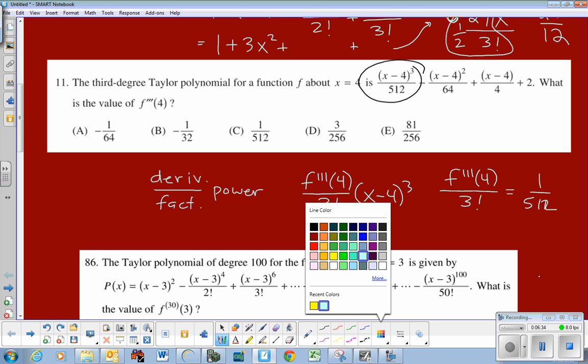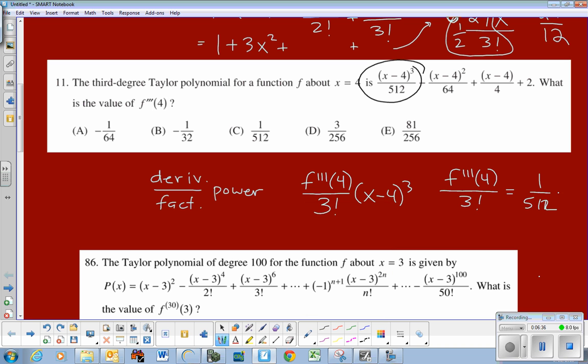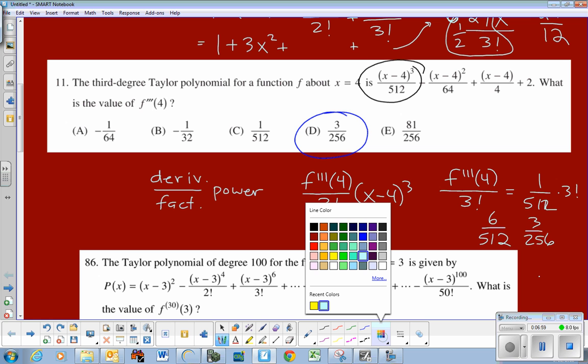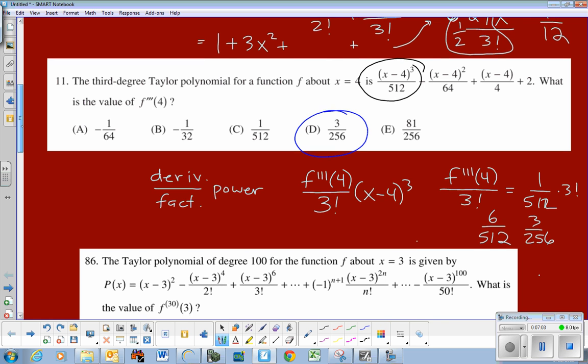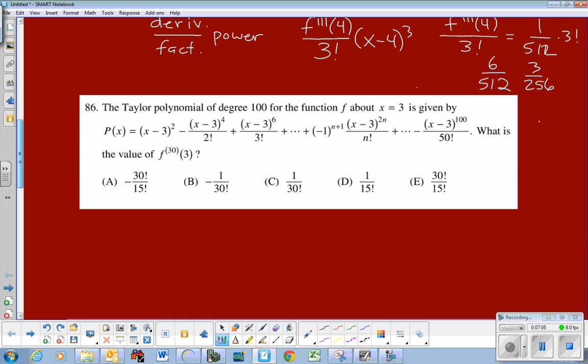All right, so now we just have a basic equation. We're going to multiply both sides of the equation by 3 factorial, and we get 3 factorial, which is 6, over 512. All right, and I don't see 6 over 512, so I simplify my fraction, get 3 over 256. So my answer there, D, 3 over 256. That uses the derivative factorial pattern, power pattern, and that makes that question really quick and really easy.